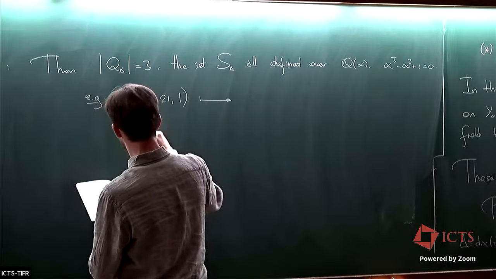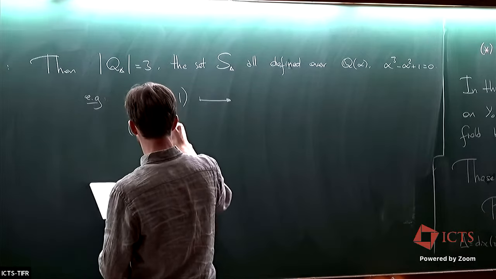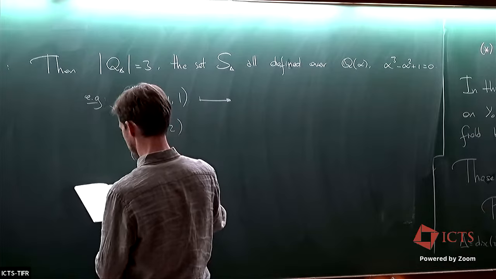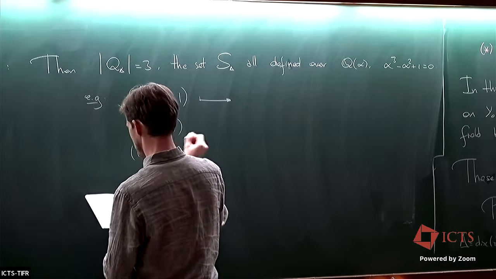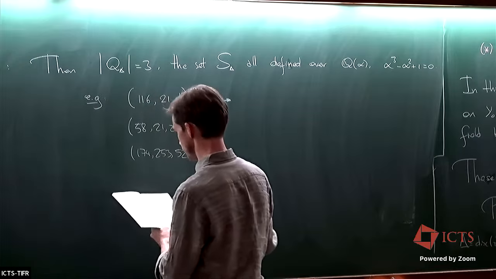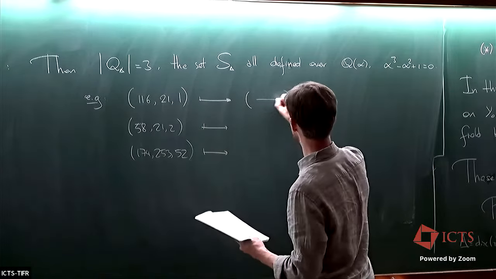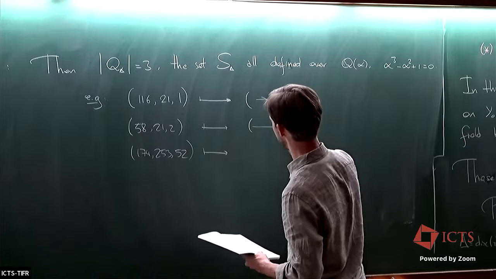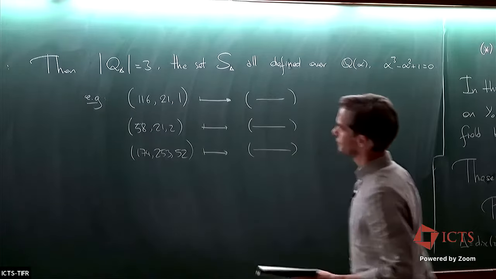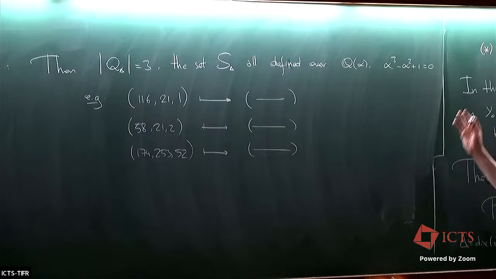So here are the 3 Heegner forms that represent all of the orbits. I have my 58, my 21, and my 2. And then I have 1/3 one, which is 174. 253. Don't write this down, please. 52. All of these go to some explicit approximations, which you can find in the notes. I'm not going to reproduce them for you. They're all defined over this field. They're given by some kind of big, bulky expression.